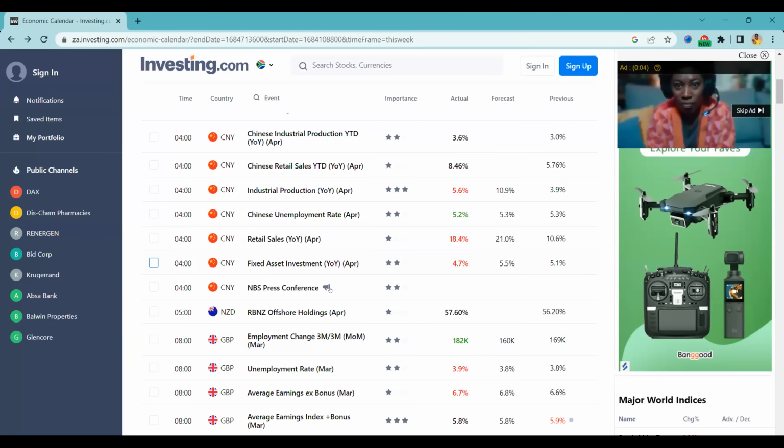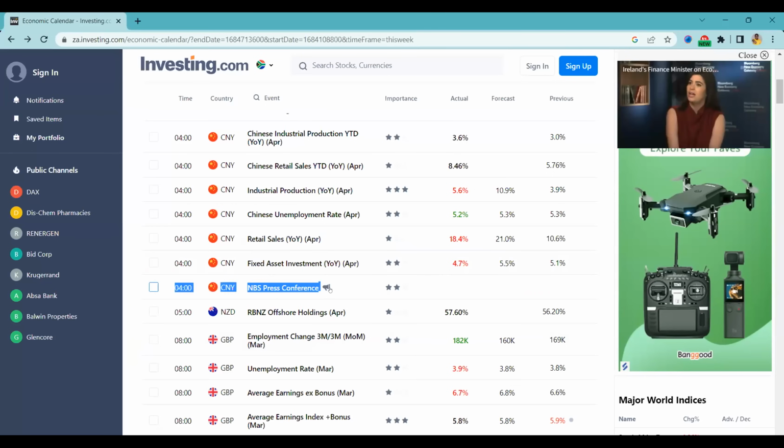Another example of the types of events that we have, I've marked it, is speeches.